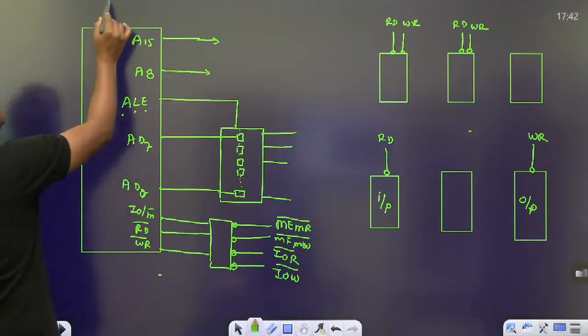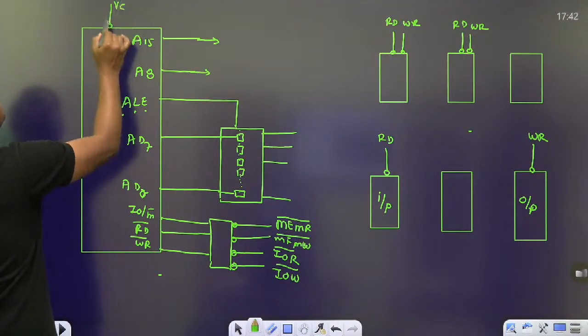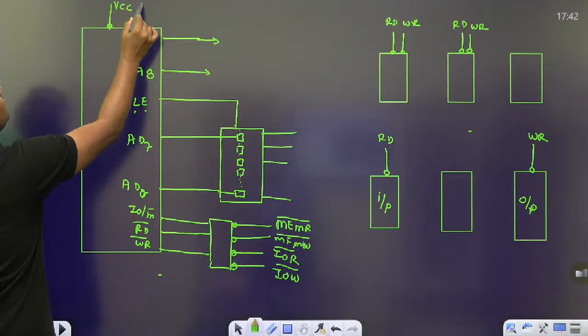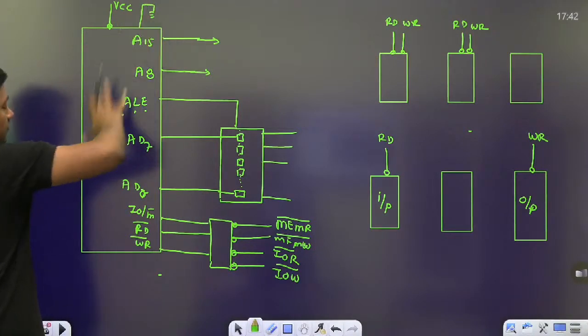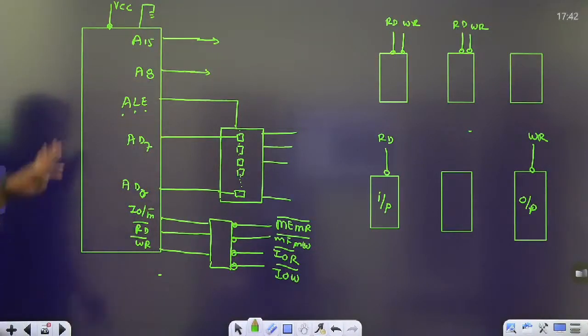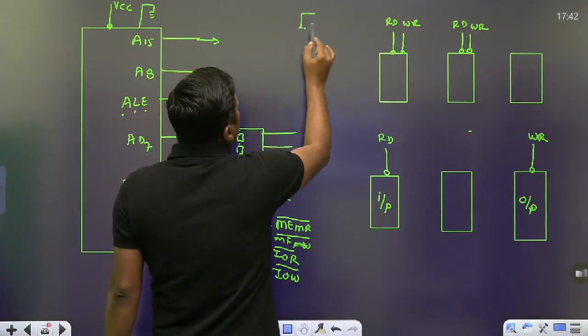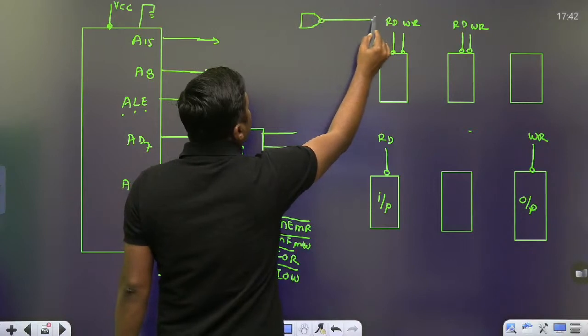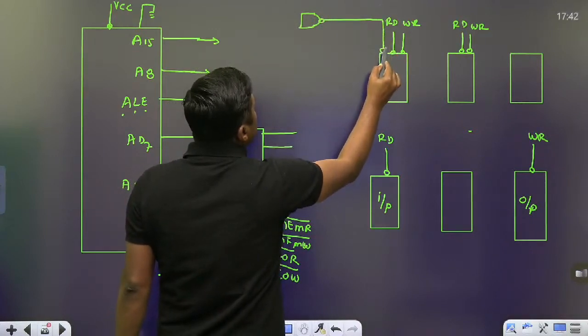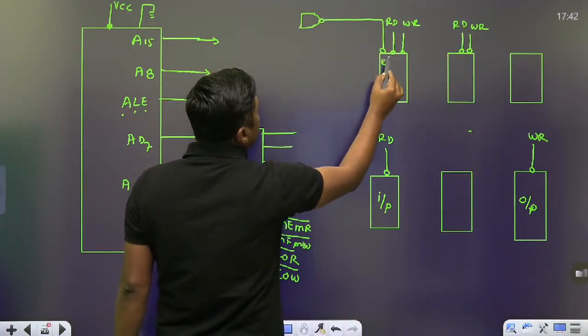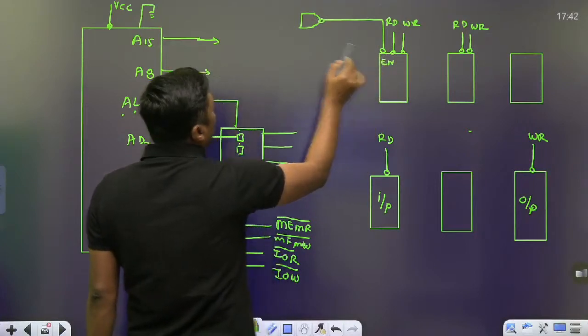No doubt there will be the supply VCC and there will be the ground. First of all, focus on all this. Now, for example, we are using one inverter here. And this is the enable pin. This is the NAND gate, and that is connected. This is enable. It is an active low pin.